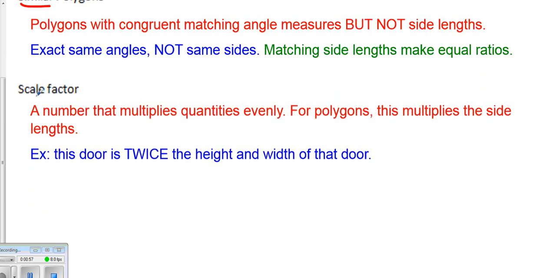The last term we're going to look at is scale factor. It's a number that multiplies quantities evenly. For polygons, this multiplies the side lengths. So for example, we'd say this door is twice the height and width of that door. If you were to measure the height of one door and got 5 feet, the other door would be 10 feet. That would also scale its width. So if the first door was 3 feet wide, the second door would be 6 feet wide. So the scale factor is 2 in that case.